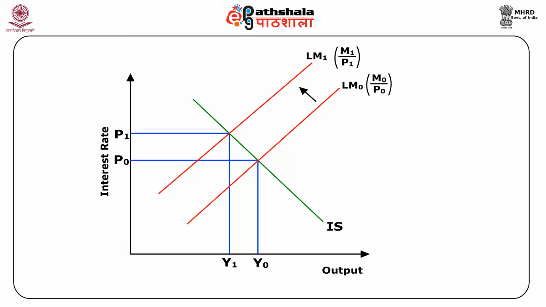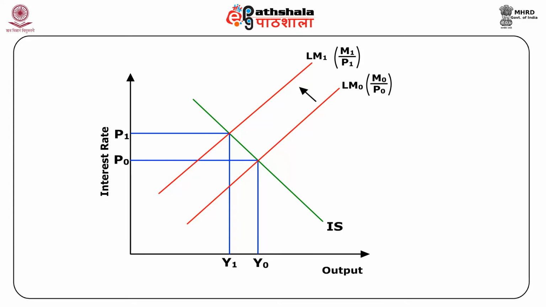As the interest rate increases, the interest elastic components of aggregate demand, that is investment, and also partly consumer expenditure, decrease, leading to a lower level of output at equilibrium.